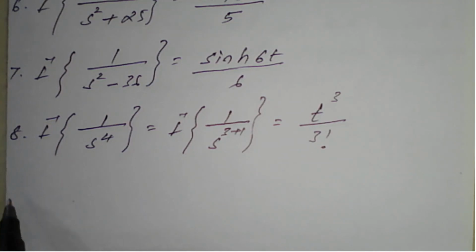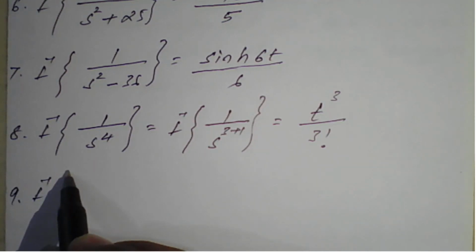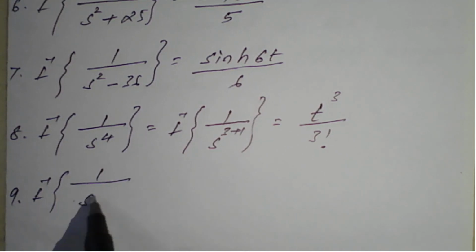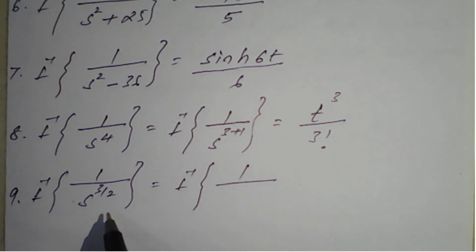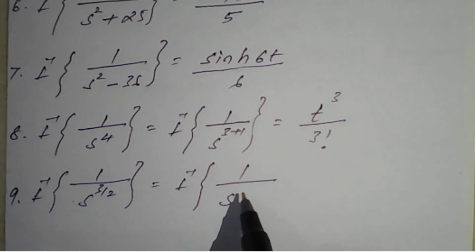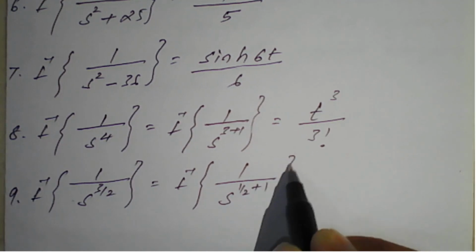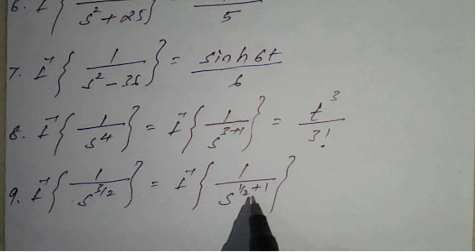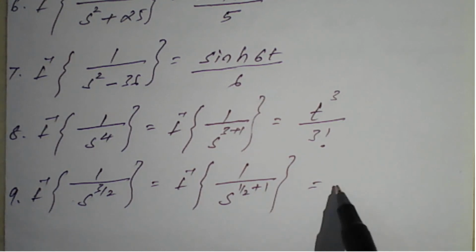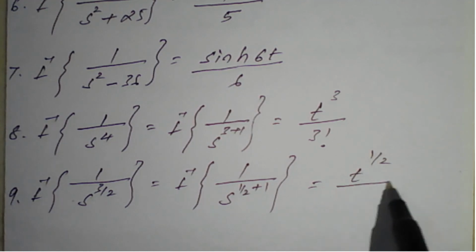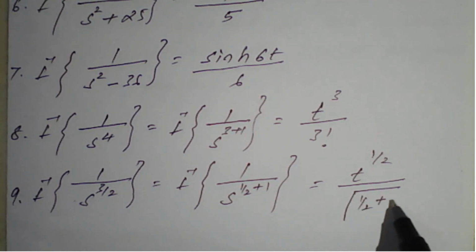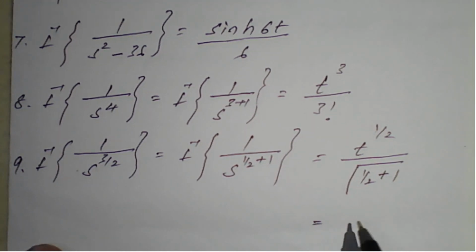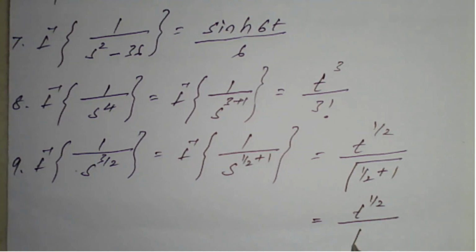Now similarly, one more example, inverse Laplace of 1 upon s raised to 3 by 2. We will write it as s raised to 1 by 2 plus 1, because of the s raised to n plus 1 form. If you write 1 by 2 plus 1, it will become 3 by 2 again. So from this we get the value of n. So I can write t raised to 1 by 2 divided by, because of this fraction, gamma of 1 by 2 plus 1, which is nothing but gamma of 3 by 2.